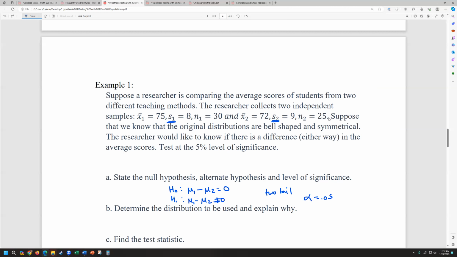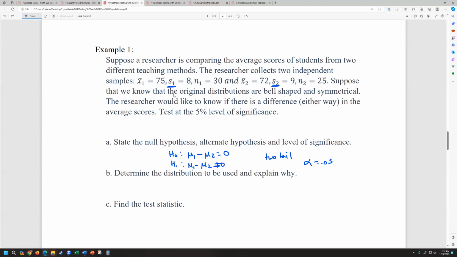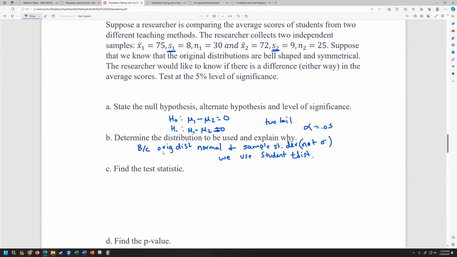Our alpha is 0.05. Determine the distribution to be used and why. So because they told us that our original distributions are normal, which is what bell-shaped and symmetrical means, and we also have sample standard deviation, not sigma, we use the student's T distribution. Okay, so let's get that formula for that test statistic.